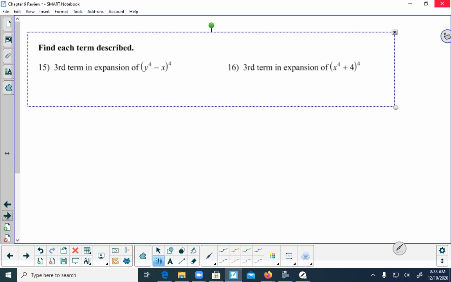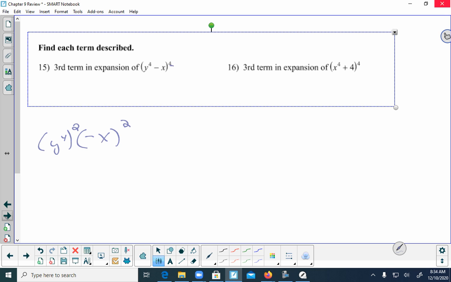Find each term described. So I want to find the third term in the expansion. So I'm raising this to the 4th power. To find the third term, I know that the negative x is going to be raised to the 2nd power because it's always one less than the term I'm trying to find. So if that's going to be raised to the 2nd power, that means the y to the 4th has to be raised to the 2nd power, because the 2 plus the 2 has to equal the 4.